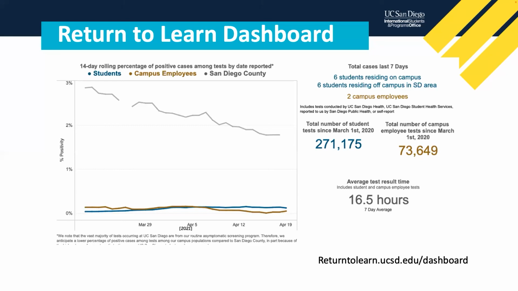So out of hundreds of thousands of people on campus, this is still a very, very low percentage of positive cases amongst our campus population. So this is good. This is encouraging. We, of course, encourage you to continue to check this dashboard if you have any questions or concerns about the positivity rates of COVID at UC San Diego.